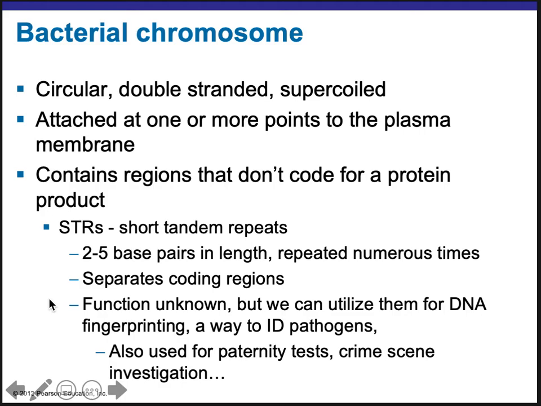And we call this a short tandem repeat because it will be, right, a repeated series, and it doesn't code for anything. It seems to be in between genes, so it separates coding regions. And as I mentioned, we don't know what its function is right now. It doesn't seem to have an obvious function, but we've come up with a way to utilize it for our benefit. So we can utilize it for an assay called a DNA fingerprinting assay.